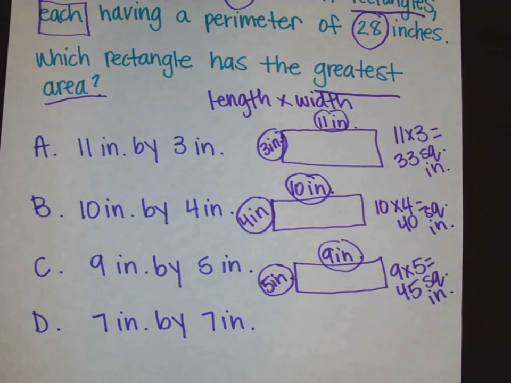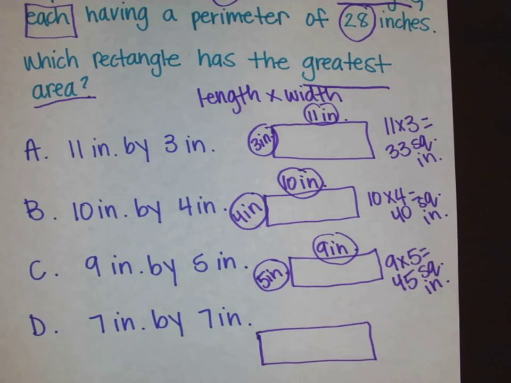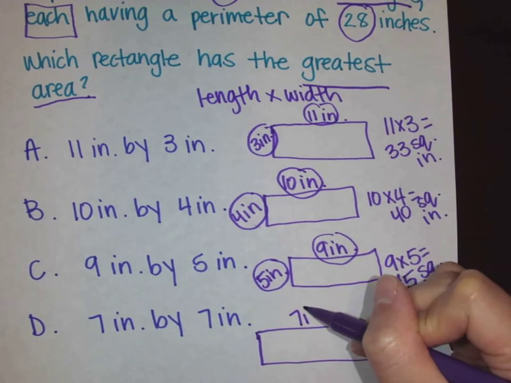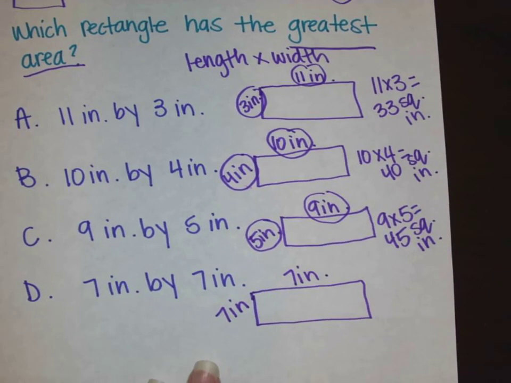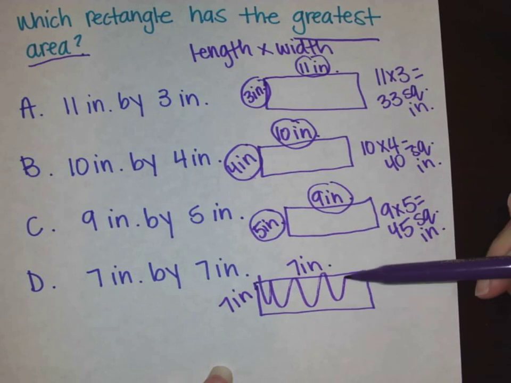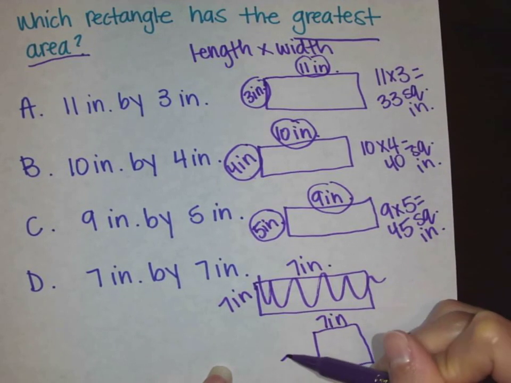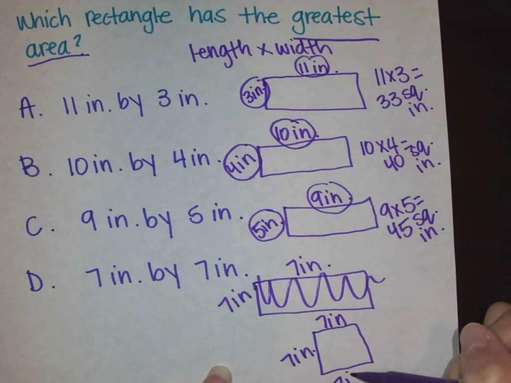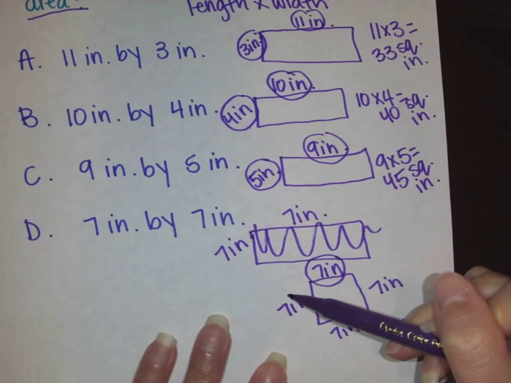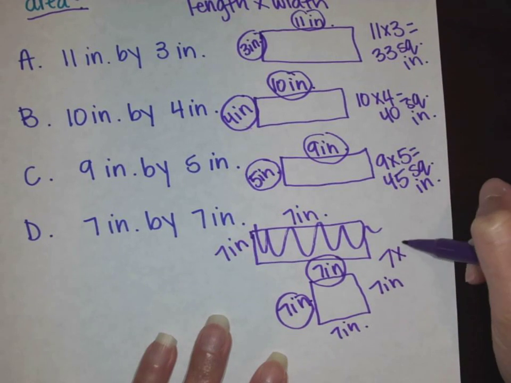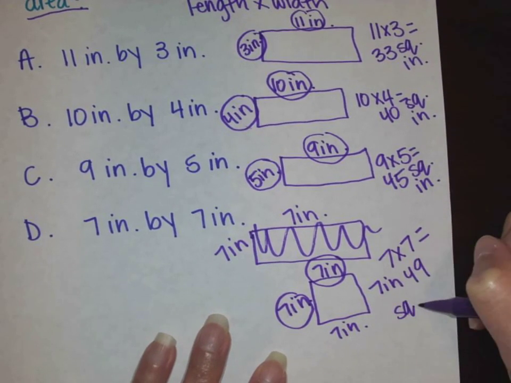Last but not least, look at D. Let me draw my rectangle. This is Sophia's last rectangle. It says 7 inches by 7 inches. Oh, it looks like it's perfectly a square, so really needs to look more like this. 7 inches. All sides are equal. But we're solving for area, so we just need to multiply 2 of the sides. 7 times 7 inches is 49 square inches.